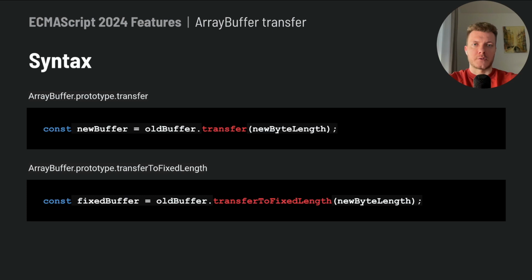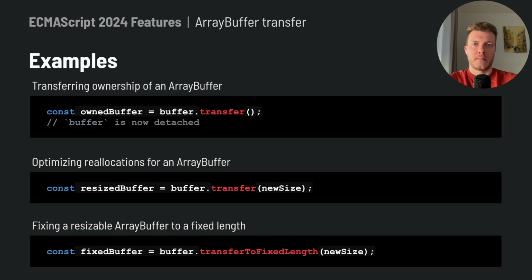This method always returns a non-resizable array buffer, ideal for finalizing the buffer size. Both methods are geared towards performance, potentially allowing copy-free moves or realloc operations. These APIs offer developers precise control over array buffer manipulation, optimizing memory usage in web applications. Now let's explore how these array buffer transfer methods can be applied.